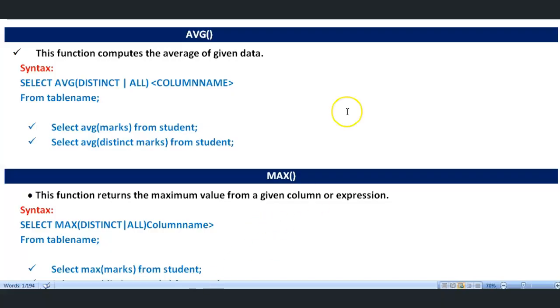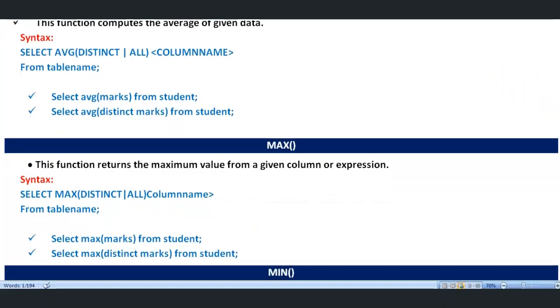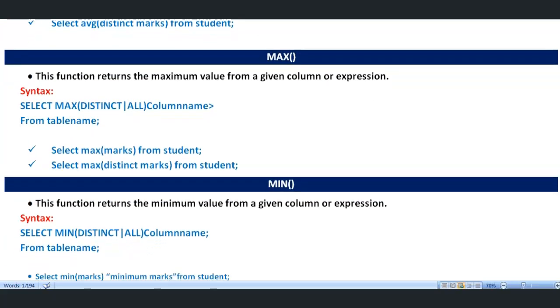So the next function is the max function. This max function is called the maximum. Max is representing the maximum. So this function returns the maximum value from the given column or expression. So it is giving you the value which is highest in number, the maximum number in a particular column.